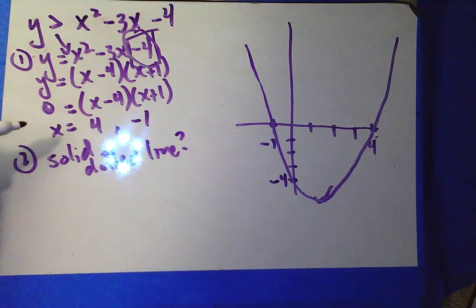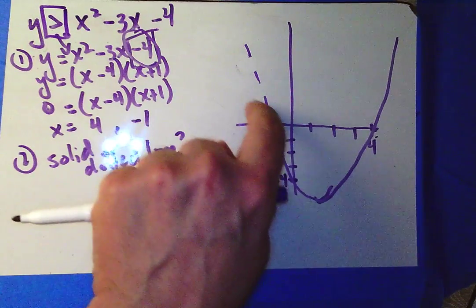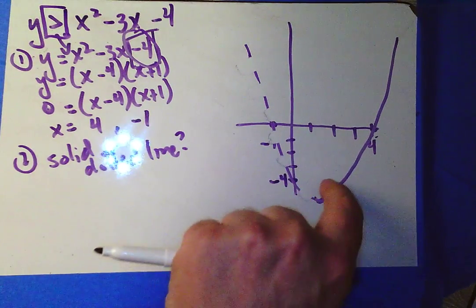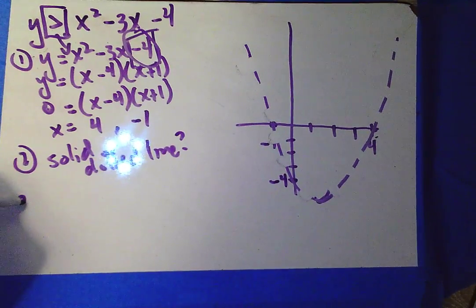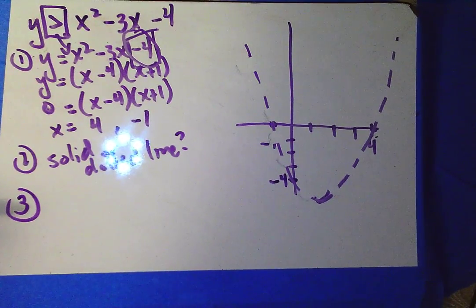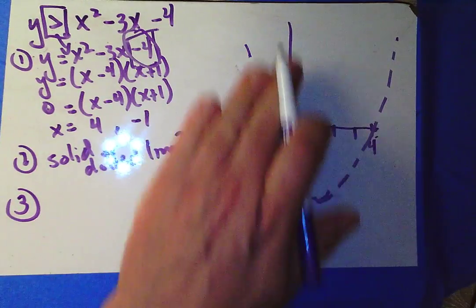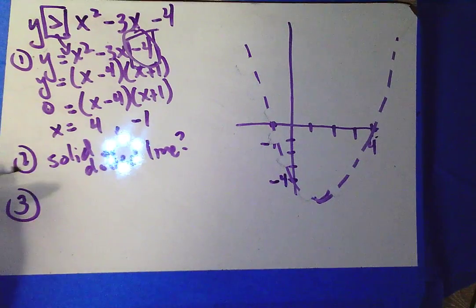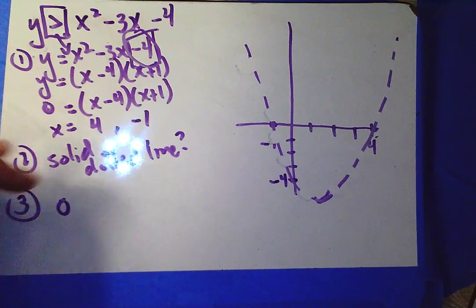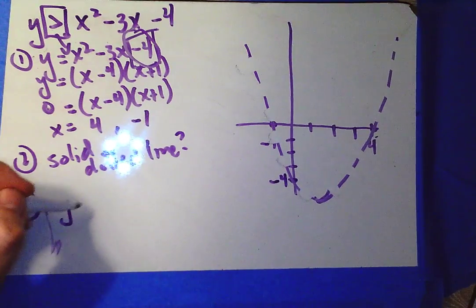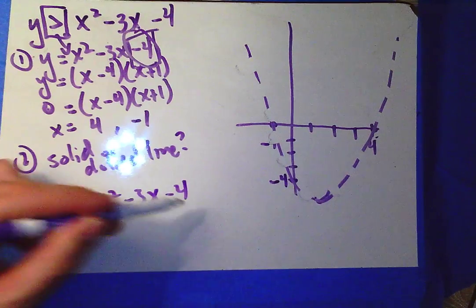And I think the answer to that is, based on our inequality, we're going to have a dotted line. And now finally, which side of that parabola do we shade? Do we shade on the outside of the parabola, or in the interior of the parabola? Well, let's plug in 0, 0, and see. Remember, we're plugging into our original inequality. y is greater than x squared minus 3x minus 4.